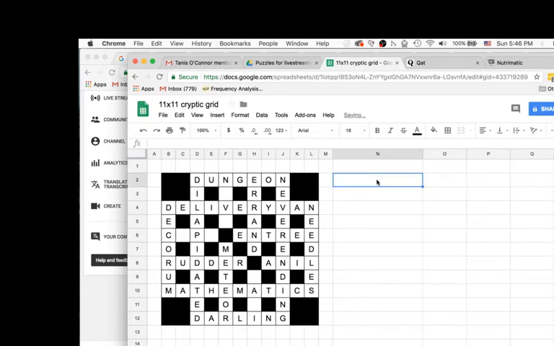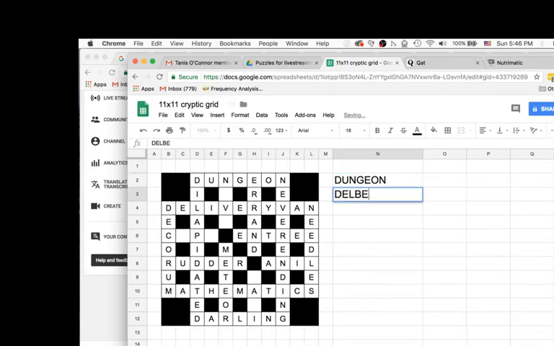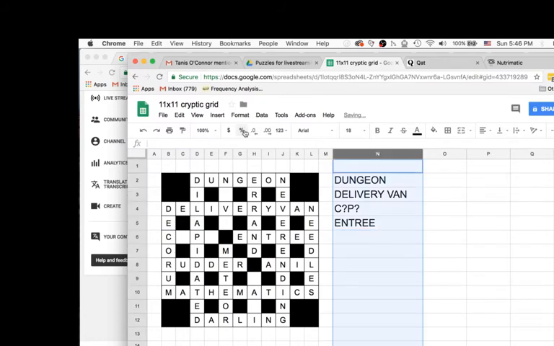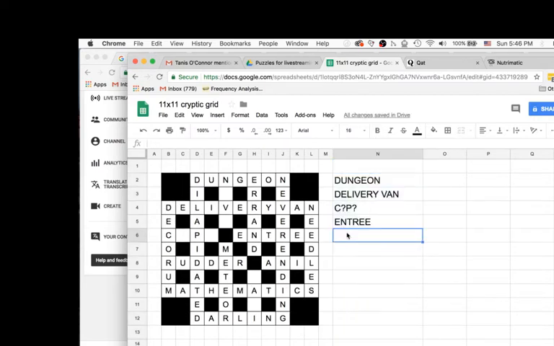take this and make a word list. I have about 16 words in here, I think. Dungeon, delivery van, entree. Okay, I don't need it to be quite that big. Let's go down to 16. Entree, rudder, Anil, mathematics, darling.